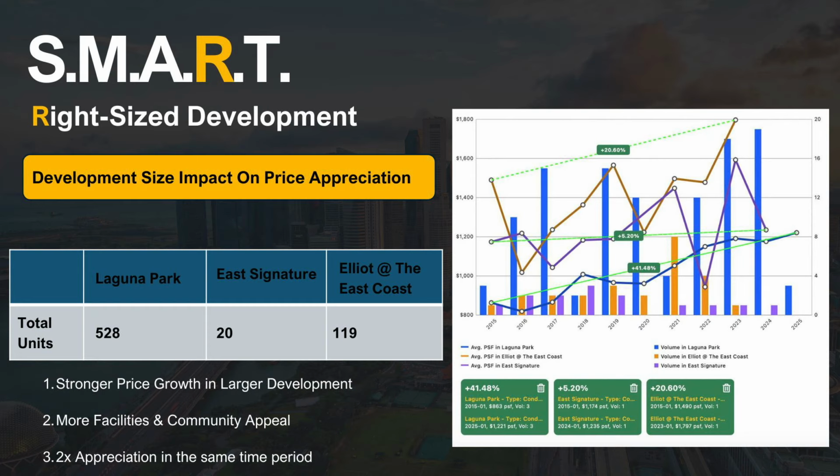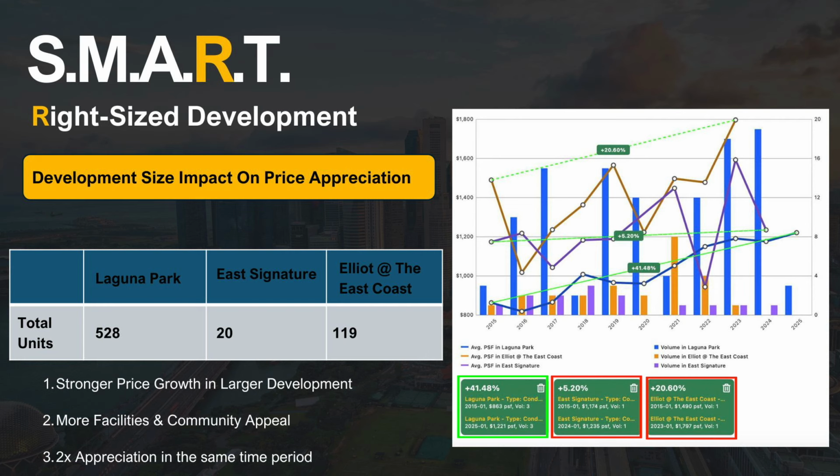Okay, and right side development, like we mentioned previously, 522 units, perfect. If you have been to Laguna Park and you have a family, you will like the area because they have a lot of facilities, especially for older condos where they have bigger land area. Okay, so if you were to compare Laguna Park and the nearby developments, we have East at Signature, which is 20 units only, and Elliott at the East Coast. Both of them do make money, but like I mentioned, 20 units, how to support the market growth or the transaction prices? They only made 5% over the past 10 years. Okay, and for Elliott at the East Coast, also appreciated, but only by 20%. As compared to Laguna Park, which is 41%, more than double of what the surrounding resale properties are transacting for.